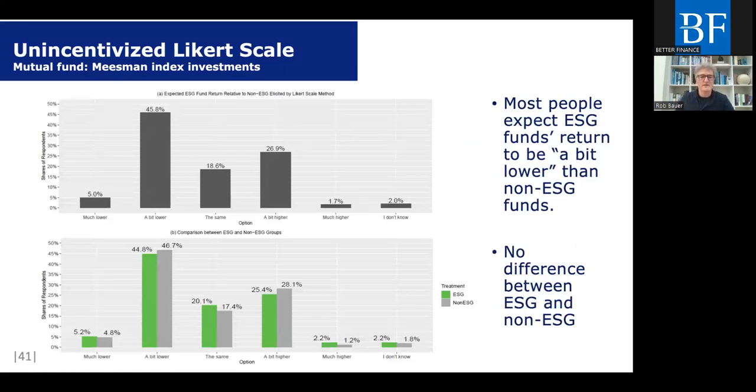The result is that you see on top here all results to the question, but you see on average that there's a bit more tilt to the left, so a bit lower. And if you look at the results over here, there's a little bit of a skew to this side, where people are expecting a bit lower return, and that there is no real difference between the treated group, the green one, and the non-ESG group. Small differences over here that are not really statistically significant. So in an unincentivized context, people's expectations about returns, their return beliefs, are a bit lower than the conventional counterpart of such a fund.